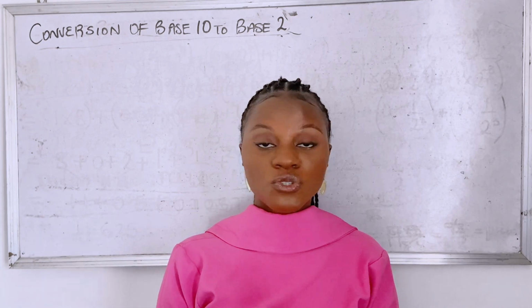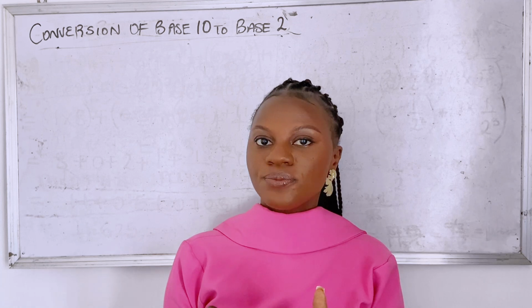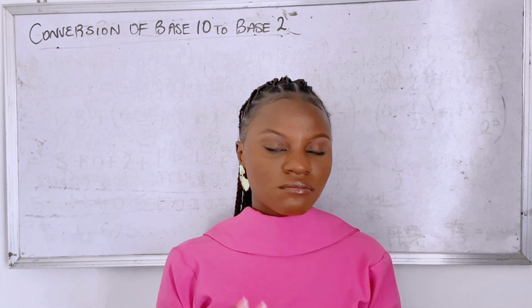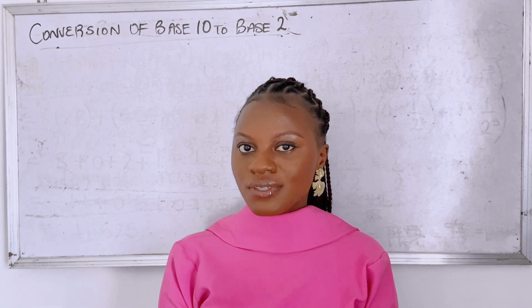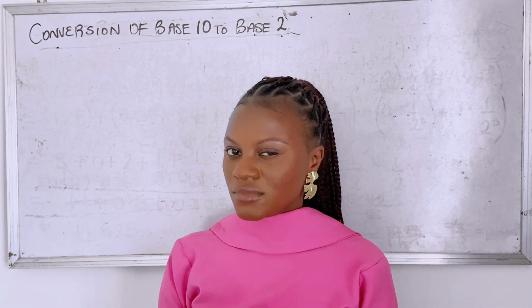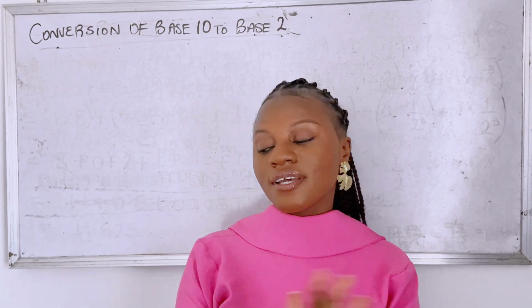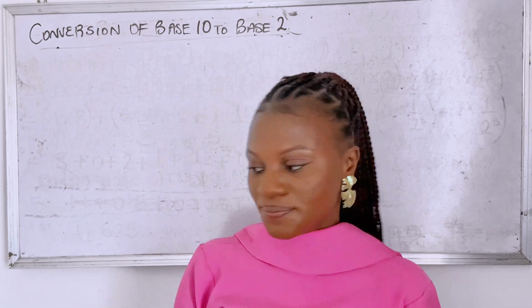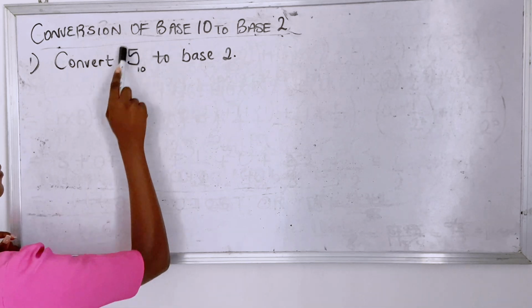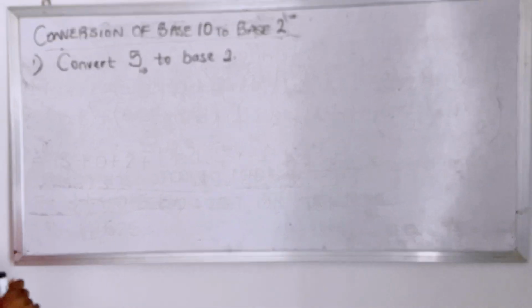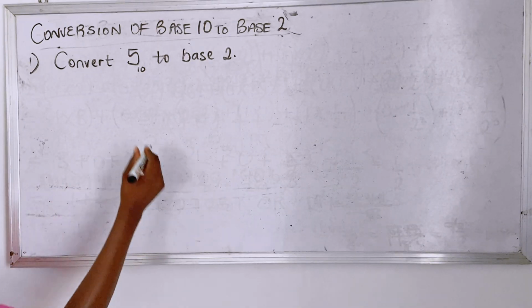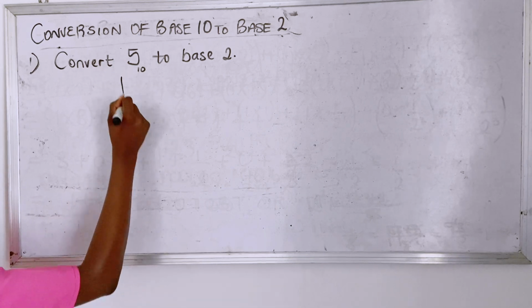In most cases, we do not write the subscript. We don't indicate the base because everybody is supposed to know that it's in base 10. Does that make sense? All right, let's just get right into the examples, right? Let's convert 5 base 10 to base 2, right? This is how you go about converting from base 10 to base 2.